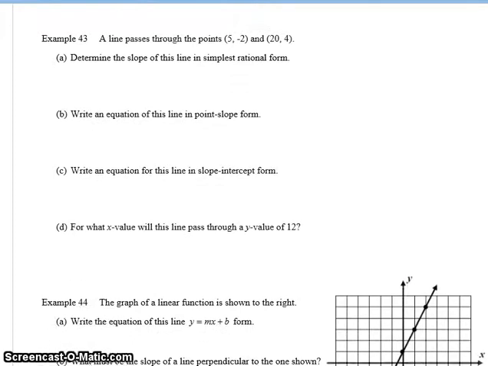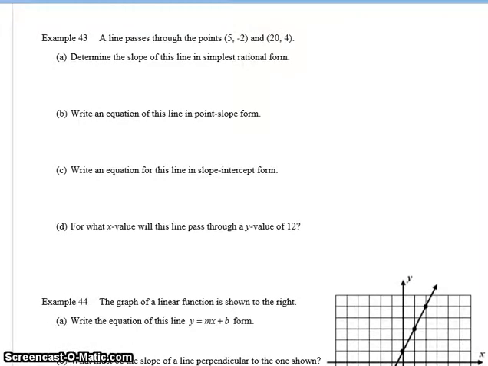Question 43. A line passes through the points (5, -2) and (20, 4). Determine the slope of this line in simplest rational form. Okay, formula for slope: y2 minus y1 all over x2 minus x1. Basically, know that that means subtract your y's over the subtraction of your x's.